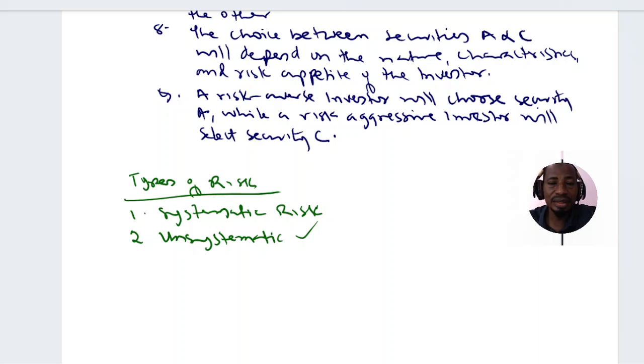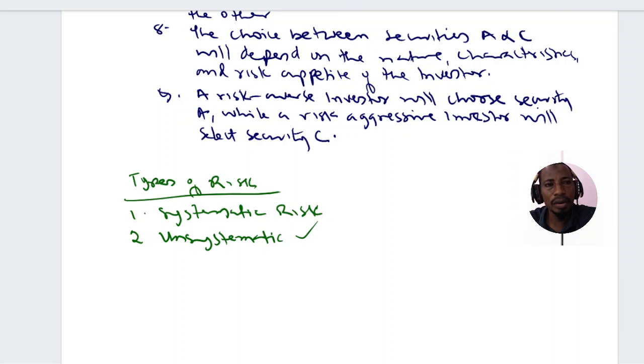What are the events that can cause systematic risk? One is changes in interest rates. Two, price level changes, that is inflation. Three, economic recession. You remember the economic meltdown, the market crash of 2008, whereby all or some investors lost huge sums of money during the period.